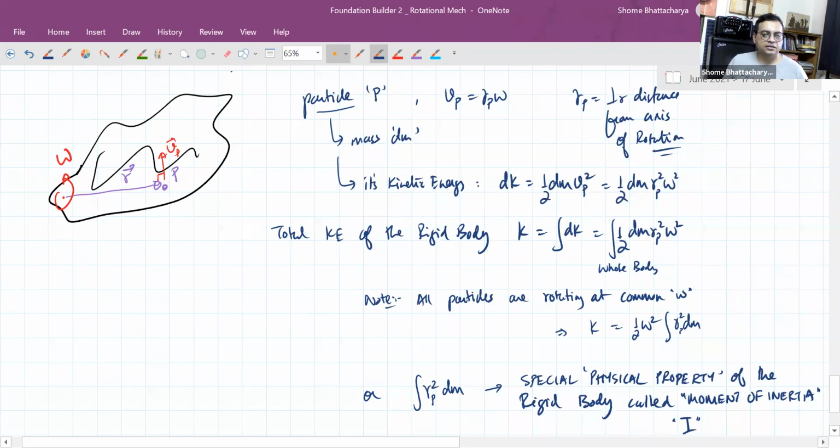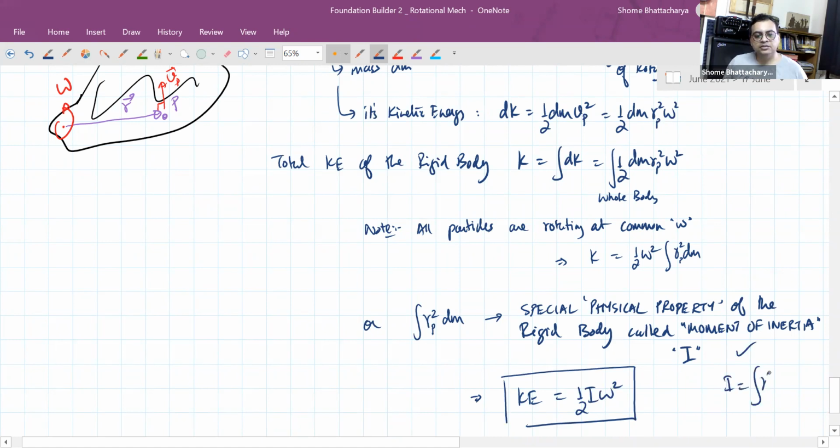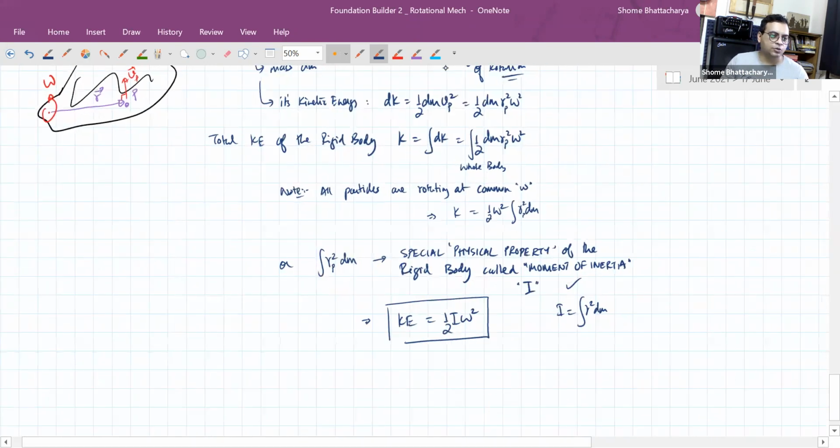So having done that, we see that the kinetic energy of the rigid body is given by the formula half I omega square, where I is this quantity called moment of inertia, which is defined by this. It is integration of r square dm with respect to the axis of rotation. So just make a note of this first. We'll understand more about moment of inertia.